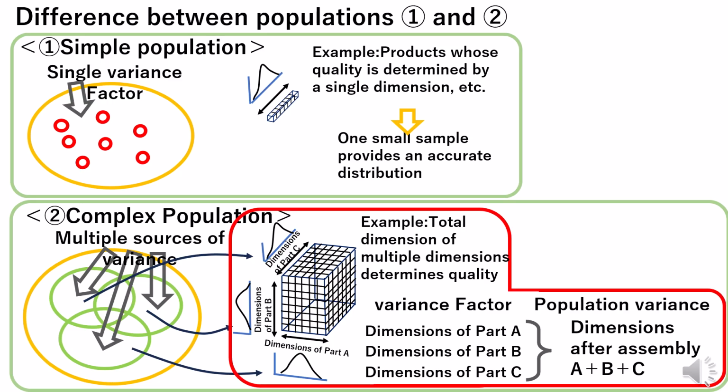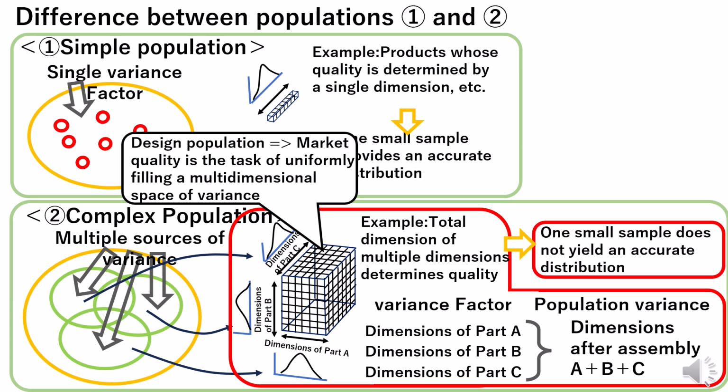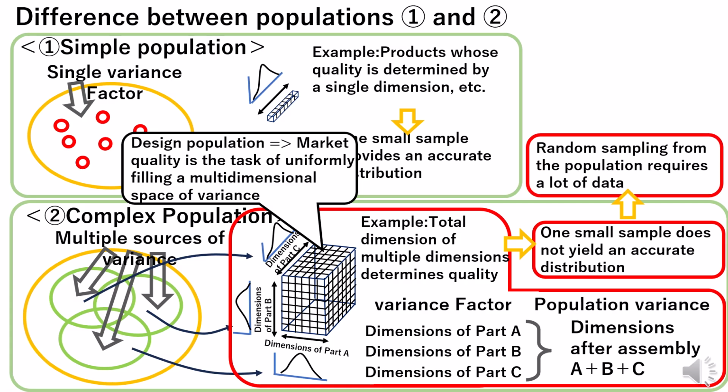2 is the case where the function is determined by the sum of several dimensions. If, for example, the quality is determined by the effect of only 3 independent parameters, the data must fill a 3-dimensional space. Therefore, when sampling randomly from a population, in case 1, the variance can be grasped with a small number of samples, but in 2, similar sampling will not provide an accurate distribution. Even a large sample may not be sufficient.